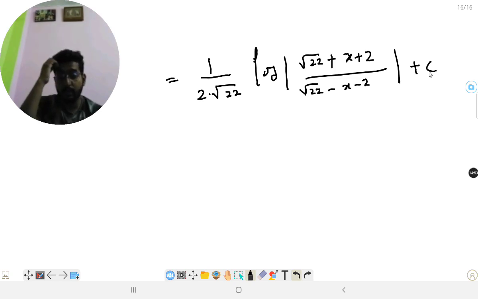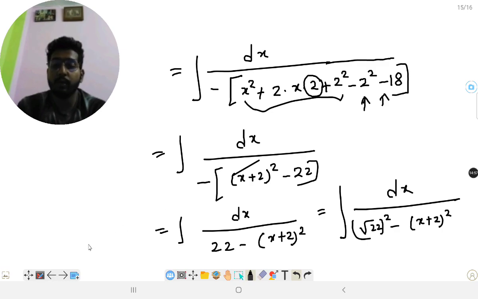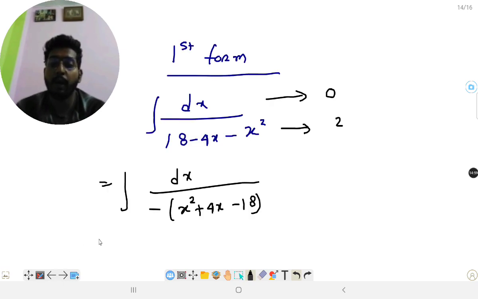Okay, so this is the first form. Whenever this type of thing is given, this is the first form. So no power in the numerator, and in the denominator the power is 2. We have to use that one. Like this you have to do.